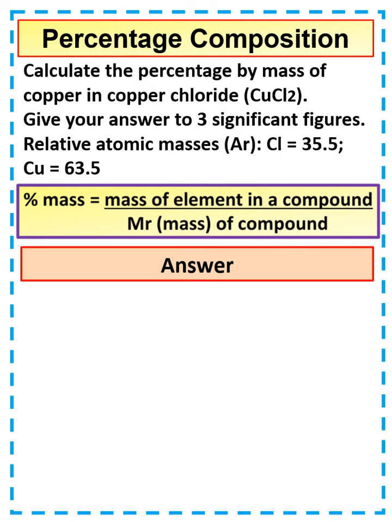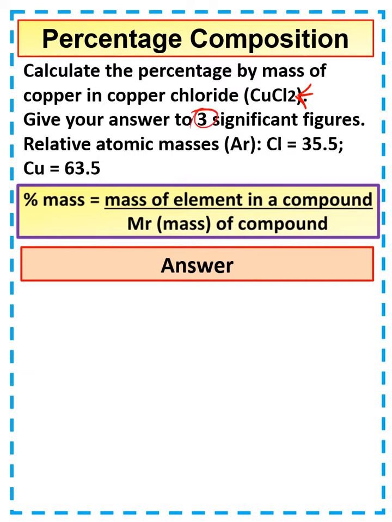So in this quick video, we're just going to have a look at how we calculate the percentage by mass. So in this question, we're going to look at how to calculate the percentage by mass of copper chloride. It's given us the equation for it just there. So give your answer to three significant figures.